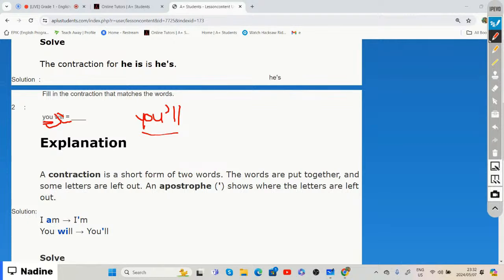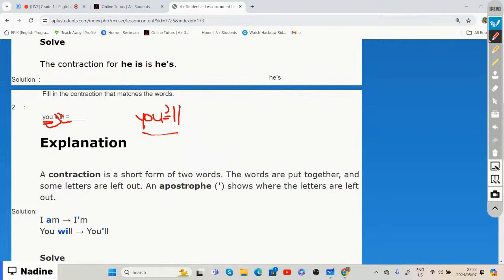Yes, Gojo. You will is you'll, and you also need to add the apostrophe. So well done. The apostrophe is over there. Because remember, the contraction is only valid once the apostrophe is there. If the apostrophe is not put in the place of the missing letters, then it's not going to be some form of contraction, right?